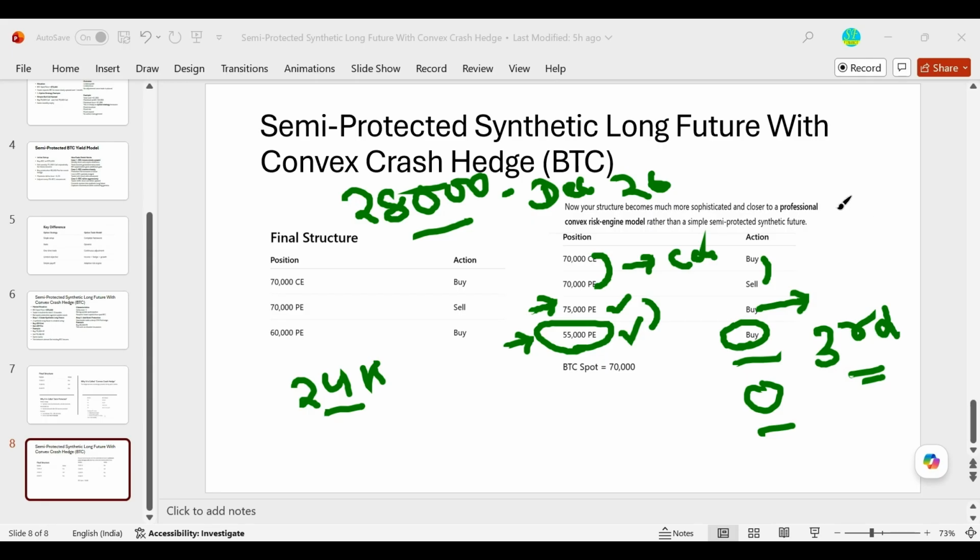So you can say one professional convex risk engine model you can form. One deep in the money put option will be there. So your 24k is a standard, you can say that is your benchmark there. You can buy a call, sell a put, so exposed to the higher downside risk.